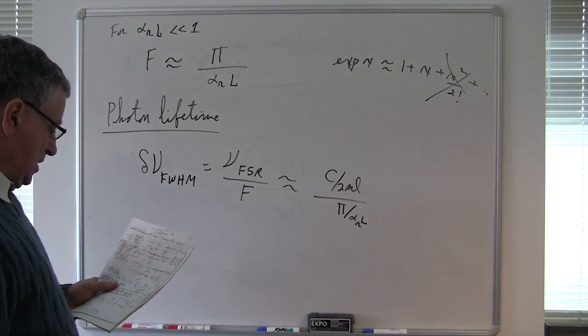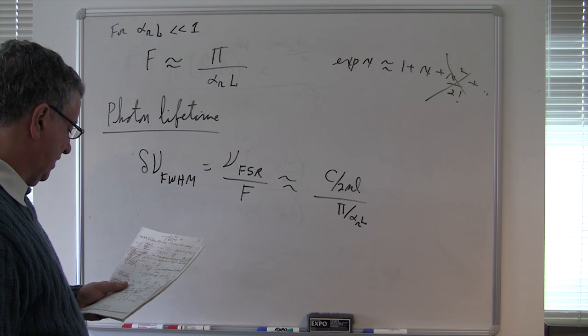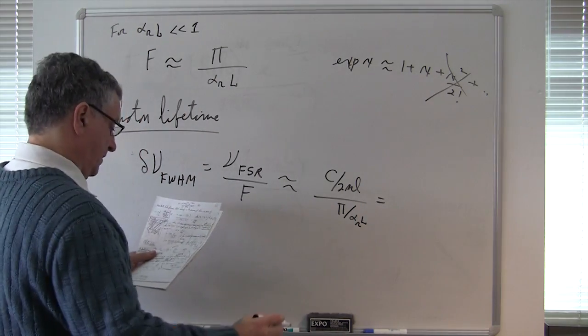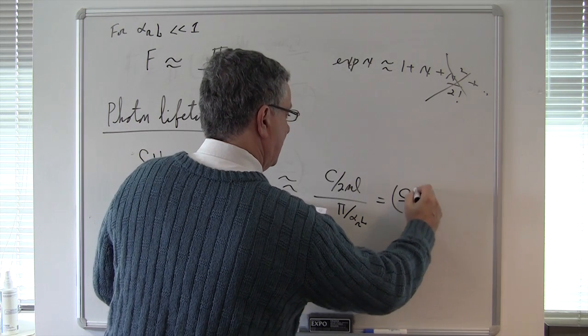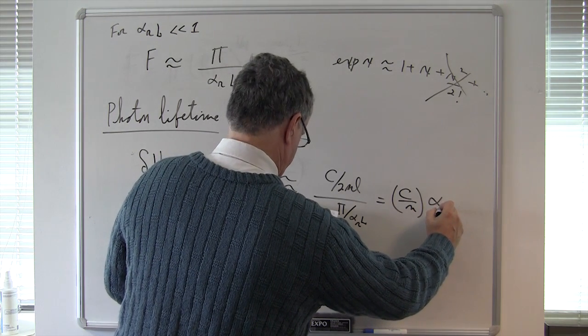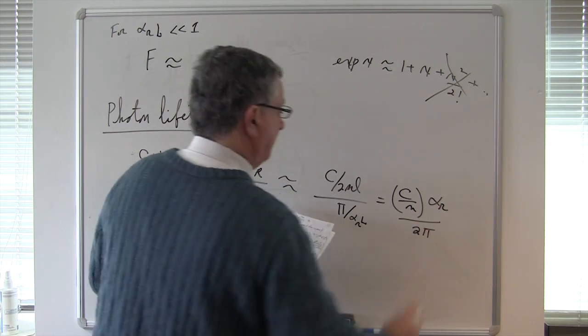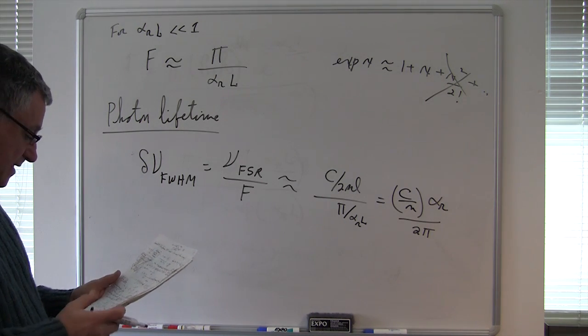So that gives us an expression for the full width at half max of our resonance in the Fabry-Perot. And this can be written as c over n times alpha R divided by 2 pi. So that's the full width half max.